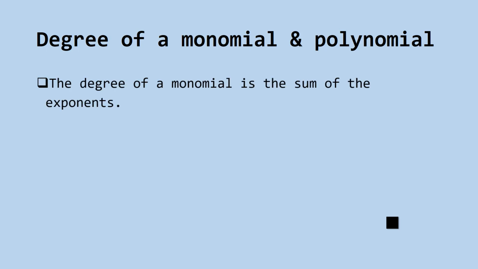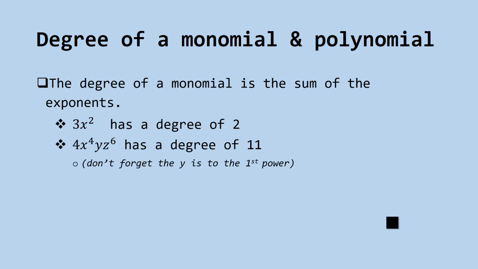Now let's talk about the degree of a monomial and a polynomial. The degree of a monomial is the sum of its exponents. 3x squared, for example, has a degree of 2. 4x to the fourth, yz to the sixth has a degree of 11.